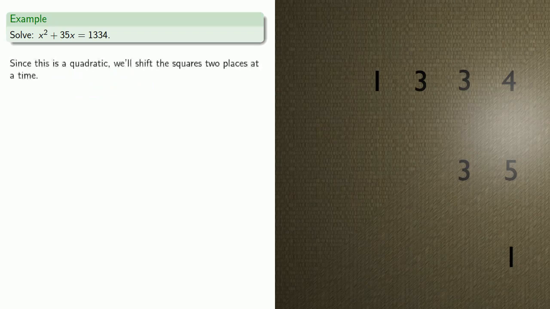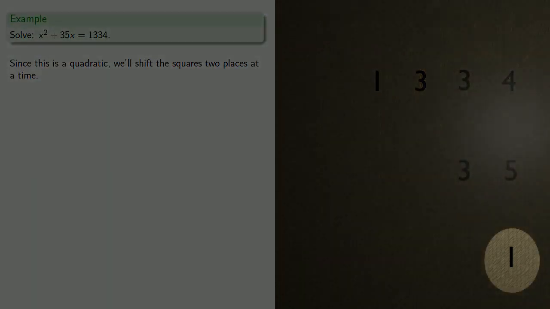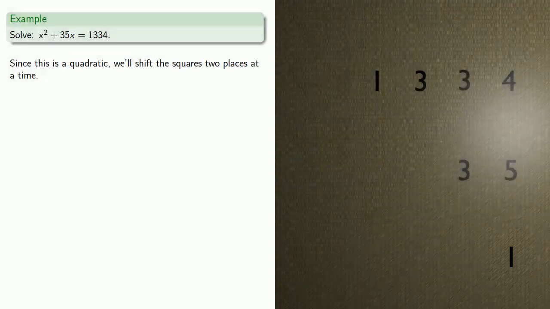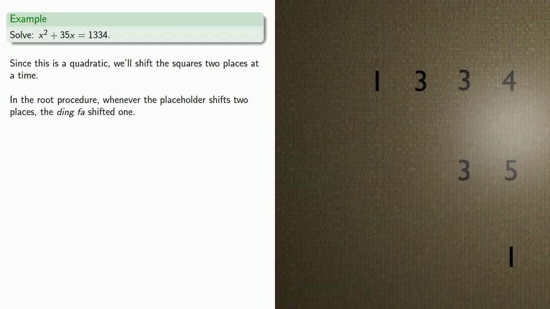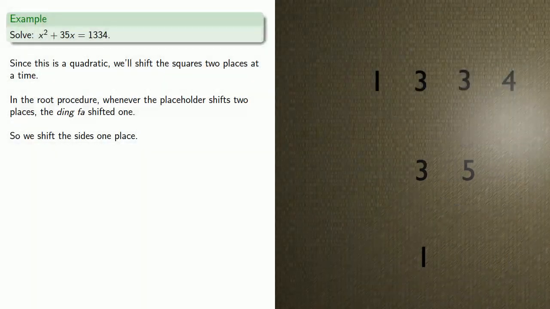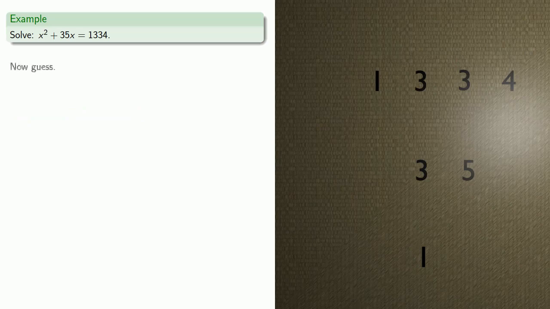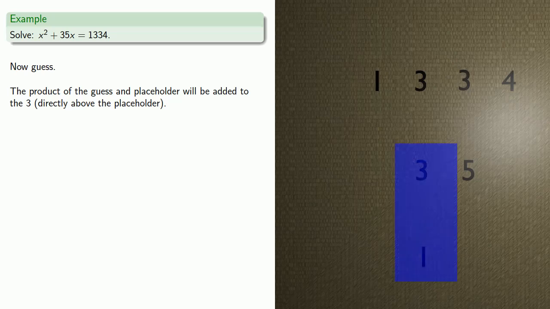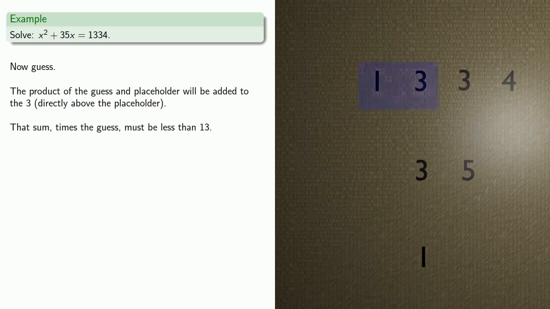Now, since this is a quadratic and analogous to the square root, we'll shift the squares two places at a time. Now, if you go back to the root procedure, whenever the placeholder shifts two places, the ding fa shifts one. And so we shift the sides one place. And now we take our guess. The product of the guess and the placeholder will be added to the 3 directly above the placeholder. Whatever that sum is, times the guess, must be less than 13.